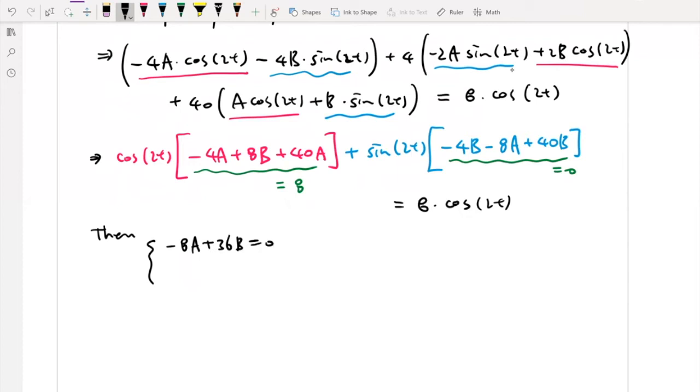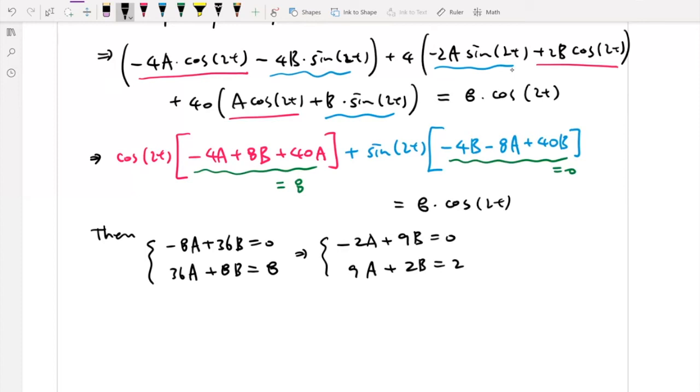The second one, 36a plus 8b must be equal to 8. We are here now, okay? So let me simplify, okay? By dividing by 4 everywhere, then this can be simplified this way. Negative 2a plus 9b is equal to 0, and 9a plus 2b is equal to 2, okay, it's much clearer, right?